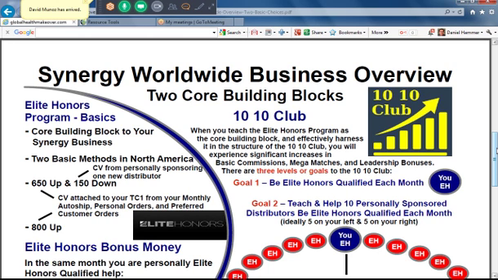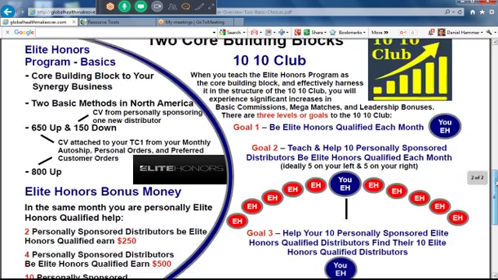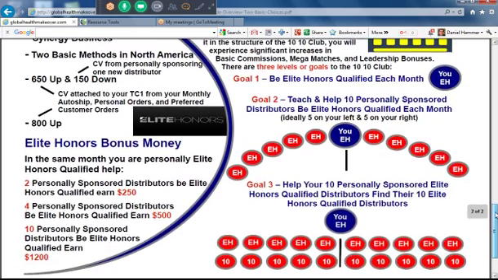So Synergy put in place a reward bonus program, bonus money for being Elite Honors qualified and teaching people that you personally sponsor to be Elite Honors qualified, that is in addition to the regular compensation plan. So they didn't take out of the compensation plan to fund this. The compensation plan stays completely the same, and this is added bonus money to the compensation plan. If I'm Elite Honors qualified for the month, and I have two personally sponsored distributors who are also Elite Honors qualified for the same month, Synergy is going to reward me with a bonus of $250 extra to anything else that I'm earning through their normal compensation plan.